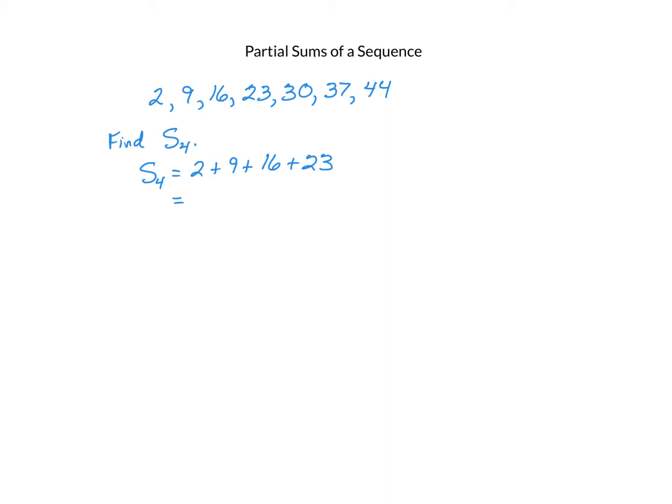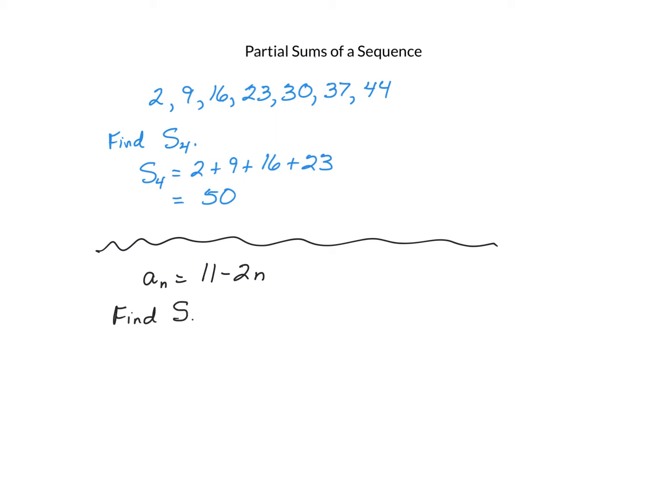So when we add those together, what do we have? 50? So the fourth partial sum for this particular sequence is equal to 50. Sometimes the sequence could be given instead of a list, it could be given as a formula like this. Here's my sequence defined this way. A sub n equals 11 minus 2n.